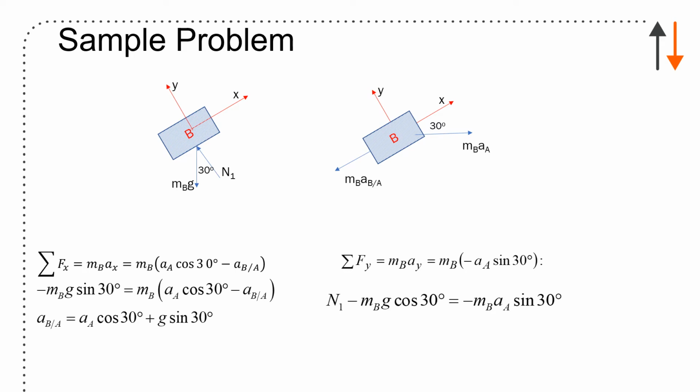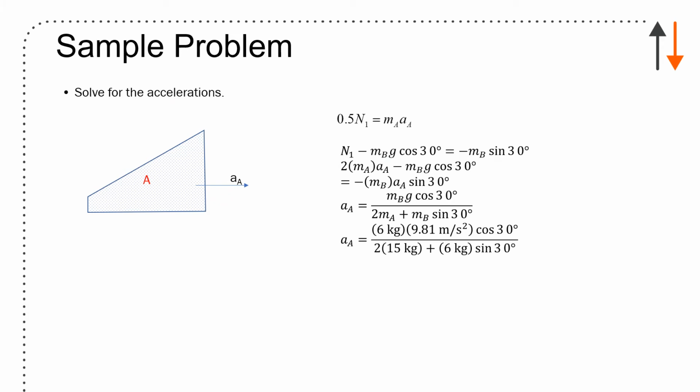And I get forces in Y, which are equal to just the weight term and the normal, equal to mass times acceleration in Y, which is equal to mass times the acceleration of A sin 30, because there's no Y acceleration of the block B relative to the wedge. So N minus m_B g cos 30 equals minus m_B a_A sin 30. Okay, no problem. Solve for the accelerations.